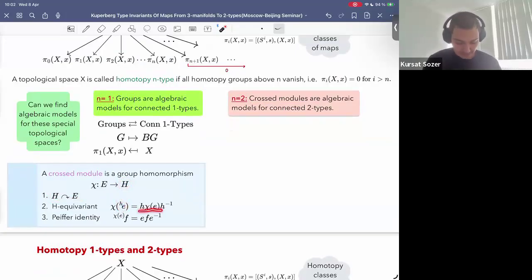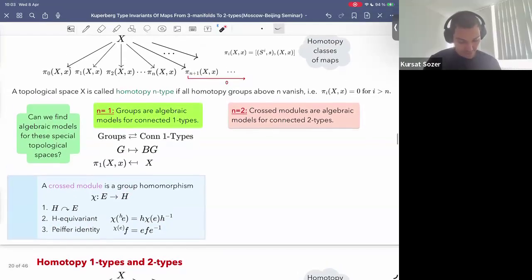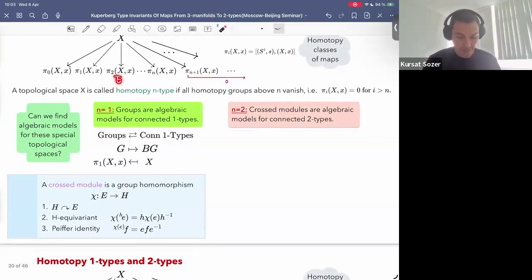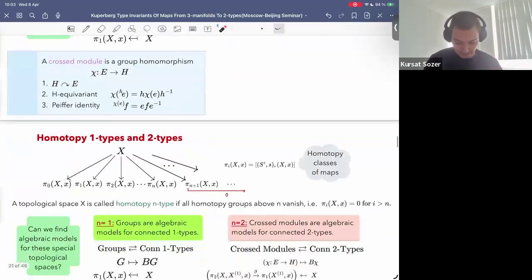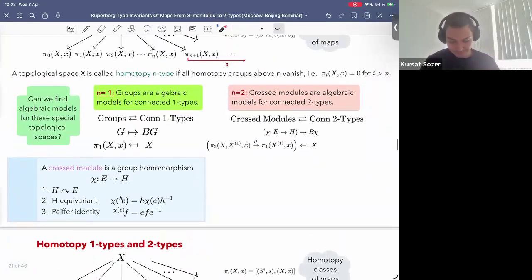And the second one is that it acts on itself by conjugation, so it's H-equivariant. And the second one is satisfying this Peiffer identity. But don't confuse yourself by saying that this is E and this is H. This is not the case. The relationship between these is given as follows.